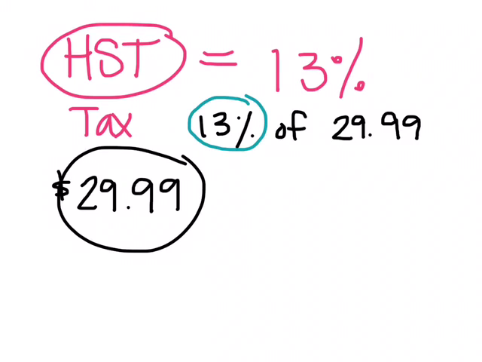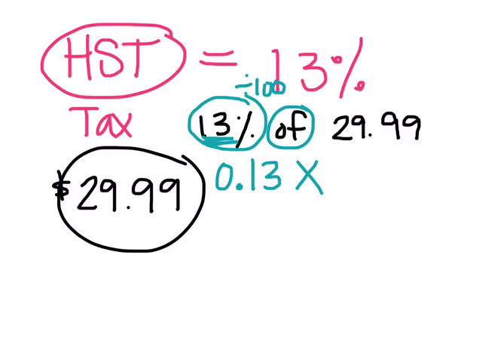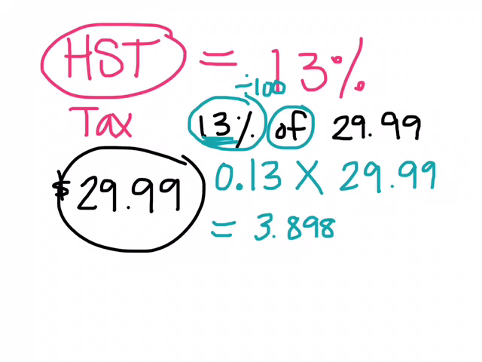How do you turn 13% into a decimal? What would that be? Yes? Good. Move 2 decimal places to the left, or you're actually dividing by 100. So it'd be 0.13. That's what 13% is. We're going to multiply $29.99. So I want everyone to calculate this right now. What's 0.13 times $29.99? You should get 3.8987.